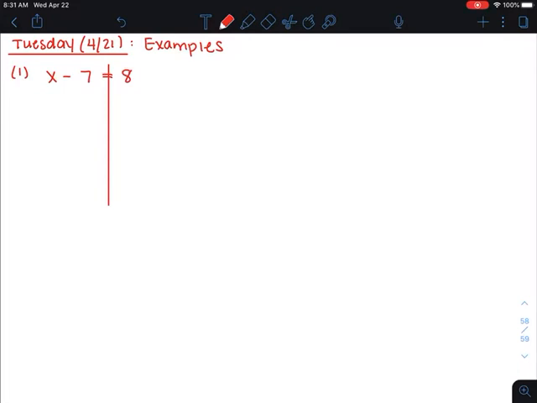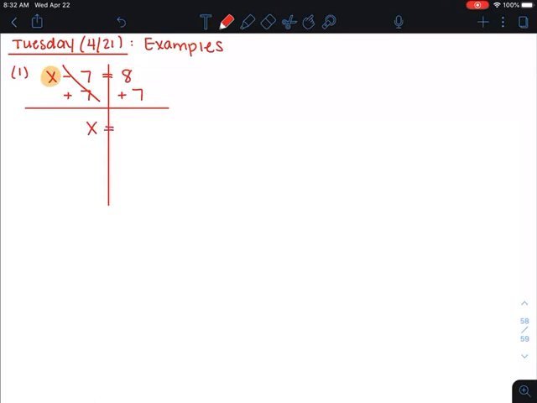So I always draw a line down the middle of the equal sign. That way you have a reminder that what you do to one side of the equal sign, you have to do to the other. Our variable is x, so we're trying to solve for x. Currently we're subtracting 7, so we do opposite or inverse operations. The opposite of subtracting is adding, so we're going to add 7 to both sides of the equal sign.